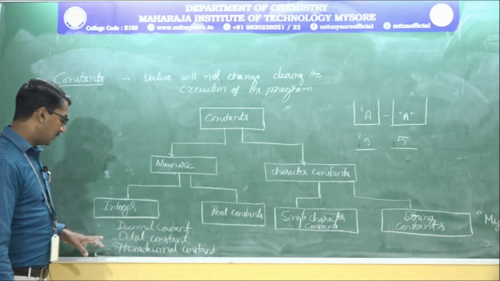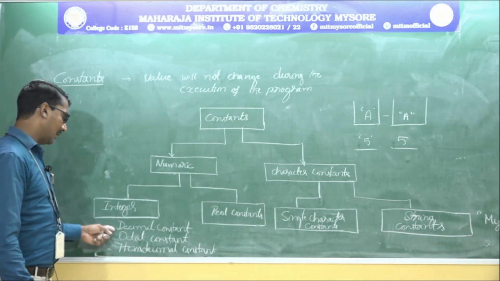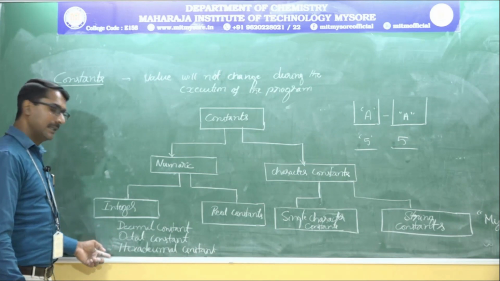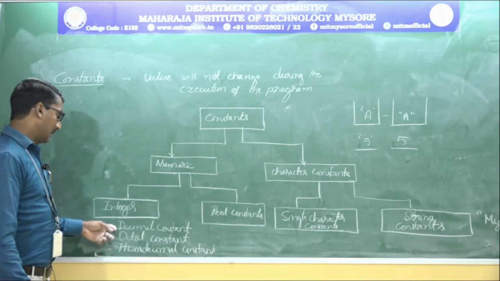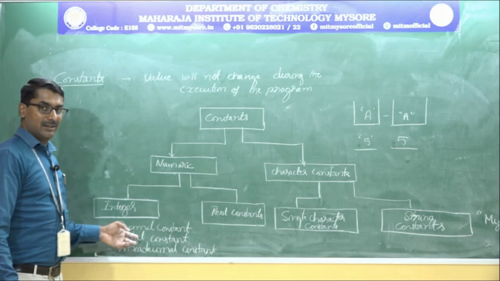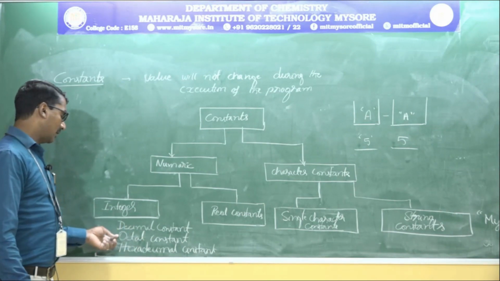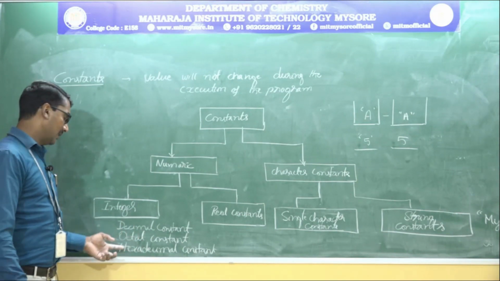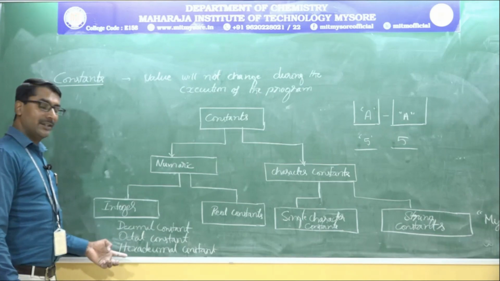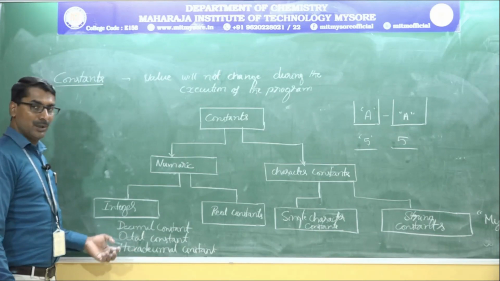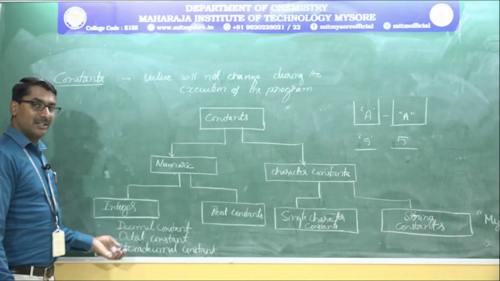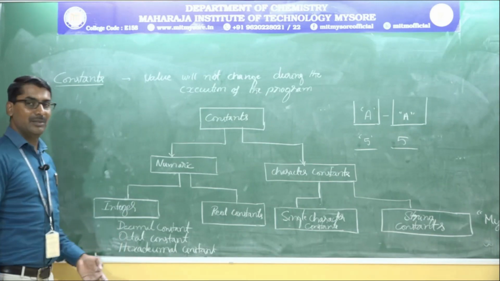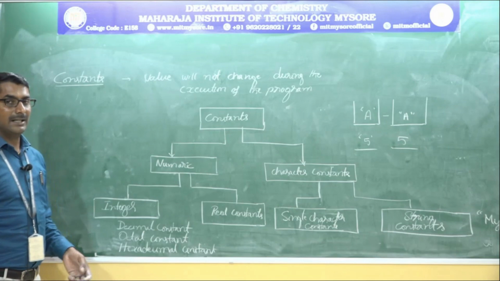The integer constant consists of three subtypes: decimal constant, octal constant and hexadecimal constant. A decimal consists of the numbers 0 to 9. Octal consists of numbers 0 to 7 and hexadecimal consists of 0 to 9 and A to F. So an octal number is preceded with 0 and a hexadecimal number is preceded with 0 and X.